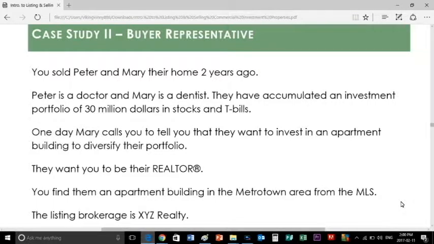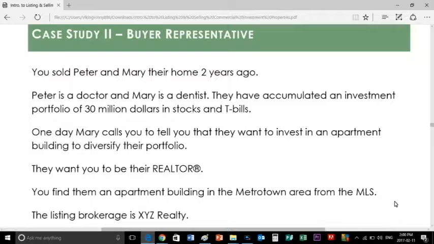Case study 2, buyer representative. You sold Peter and Mary their home 2 years ago. Peter is a doctor and Mary is a dentist. They have accumulated an investment portfolio of $30 million in stocks and T-bills. One day Mary calls you to tell you that they want to invest in an apartment building to diversify their portfolio. They want you to be their realtor.